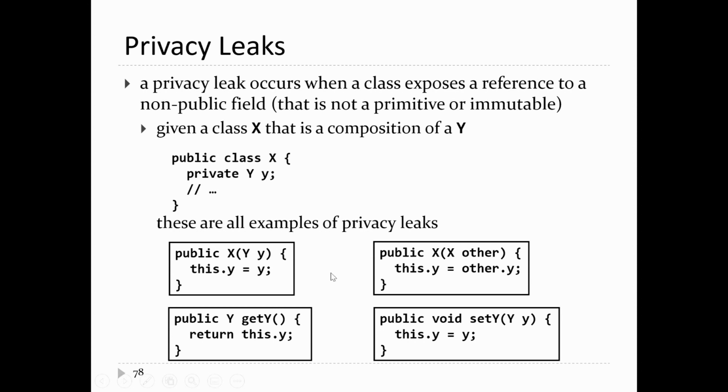So all of these examples are privacy leaks. A privacy leak occurs when you're implementing a composition and you hand out a reference to one of your fields that's one of the part objects. This.y = y means that you're willing to share the incoming y object. In getY, if you return this.y, that means you're willing to share your internal object. In the copy constructor, if you write this.y = other.y, it means you're sharing the internal y object with another x object. And in setY, this.y = y, again, means you're willing to share your internal y object with whoever called the method.